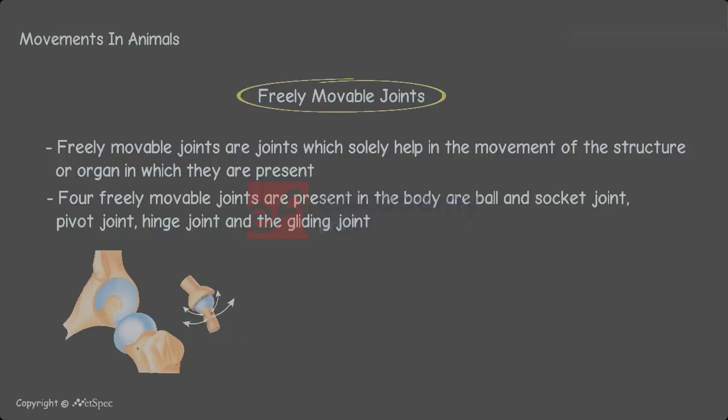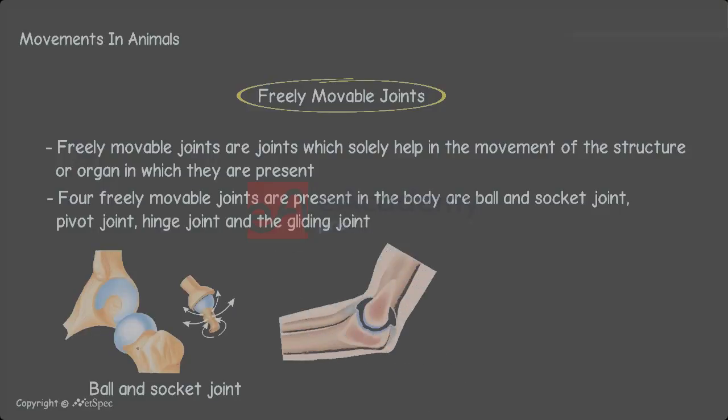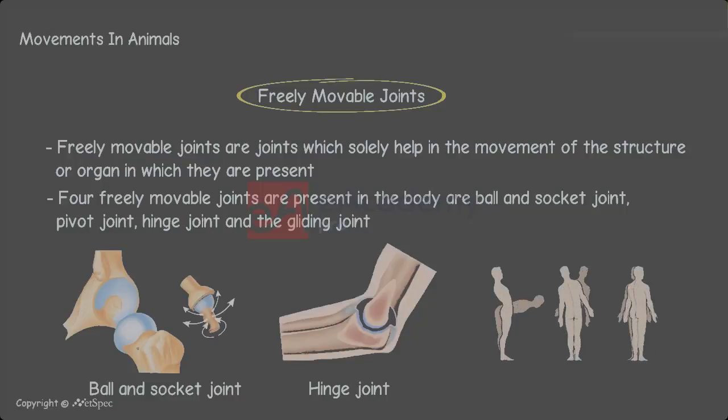Ball and socket joints are there here in the shoulder region. Pivot joint in the neck region, and hinge joint we can see here, between the arm where we bend. And we can see the gliding joints at the vertebral column and the region of the ankle. These are freely movable joints. Let us study each freely movable joint one by one.